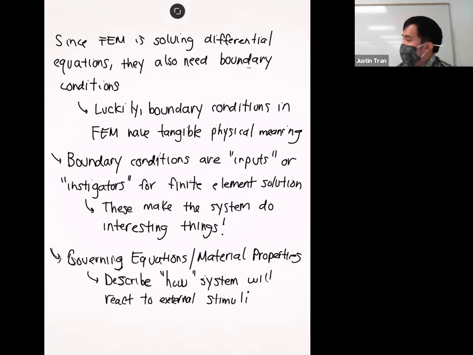And so the material properties and governing equations basically say that if you expose your system to some kind of external stimuli, then those things tell you how much it's going to deform, how it's going to deform, what kind of shear stresses there are going to be. Okay. Whereas the boundary conditions, these things are actually the external stimuli.